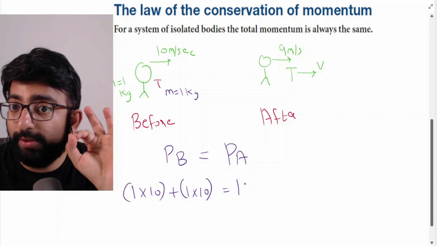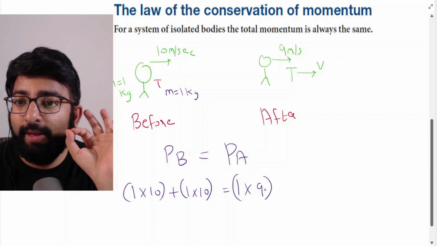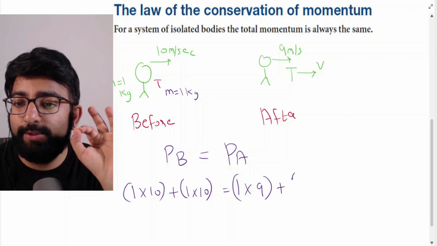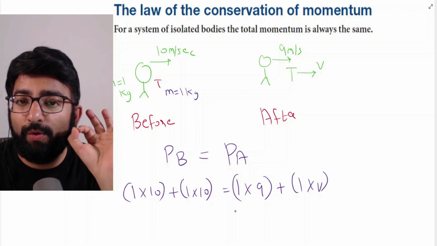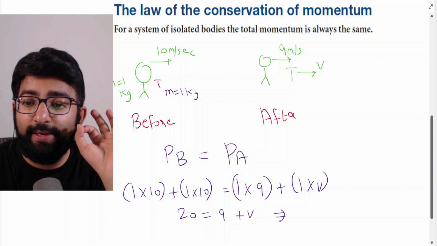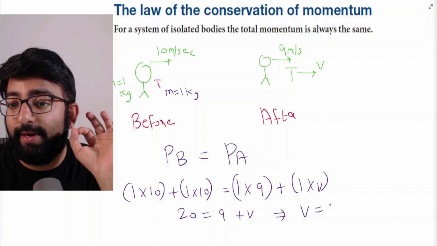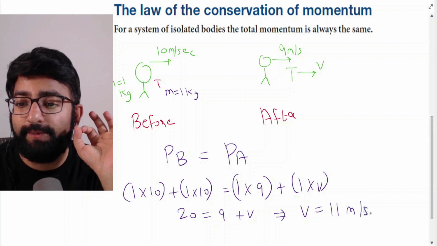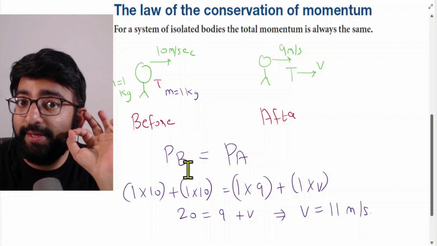Afterwards, the astronaut is moving with 9 meters per second, and the tool, on the other hand, is moving with a speed of v. Now let's simplify this. We'll get 20 is equal to 9 plus v. And if we make v as the subject, we will get v as 11 meters per second. And now let us analyze the kinetic energy.